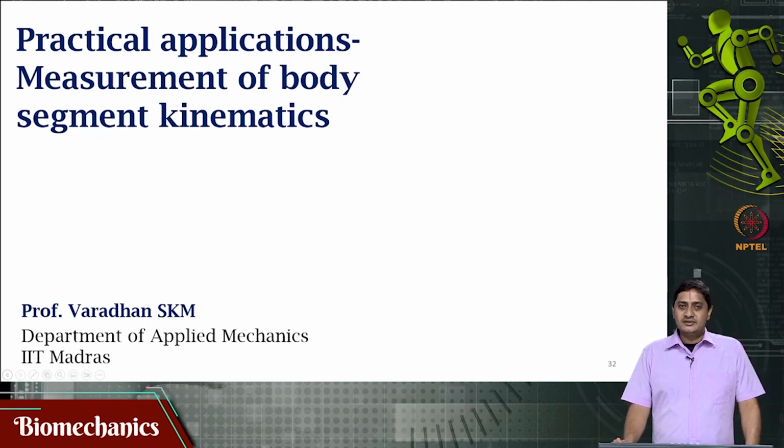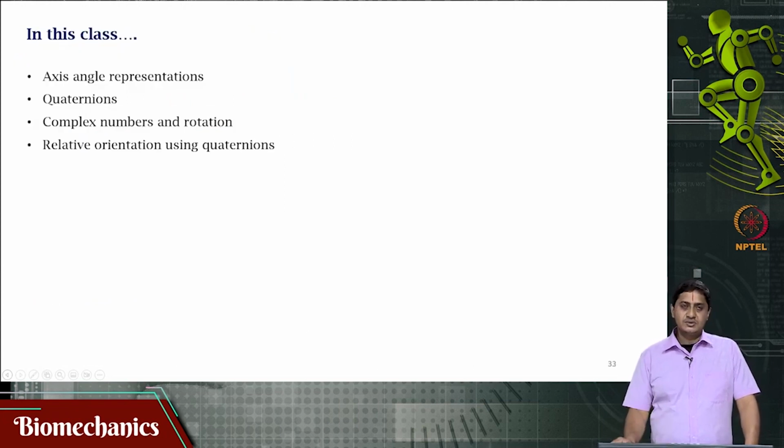We have been looking at some practical examples, practical applications, measuring body segment kinematics using various methods. We looked at rotation matrices, we looked at Euler angles, and we will continue our discussion of angle axis representation and quaternions in this video. So, in this video we will discuss axis angle representations, quaternions, how complex numbers and rotations are represented, and how to find relative orientation using quaternions.